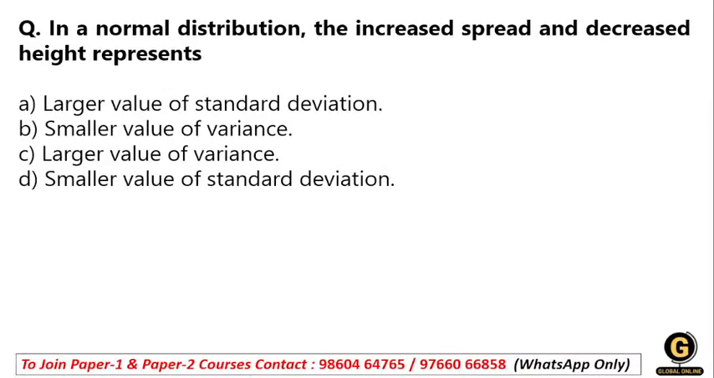This is the last question, students. In the normal distribution, an increase in spread and a decrease in height, what does it represent? Actually, spread refers to how widely the data points are distributed around the mean. If this is my normal distribution and this is my mean, how widely the data are far from the mean, this is spreadness.